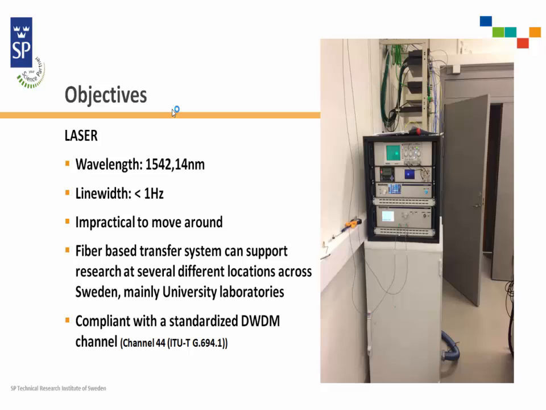So the reason for us to start this project was that we bought this laser of wavelength 1542 nanometers. It has a line width of less than a hertz. It's really impractical to move around since it's sensitive to temperature changes and vibrations. But we know that nearby universities and some other institutes in Sweden would like to have access to the light from the laser. And the only way to give them access to that is to transmit it through optical fibers. And in this case, we are kind of lucky since 1542 is one of the channels in the DWDM grid we're using.